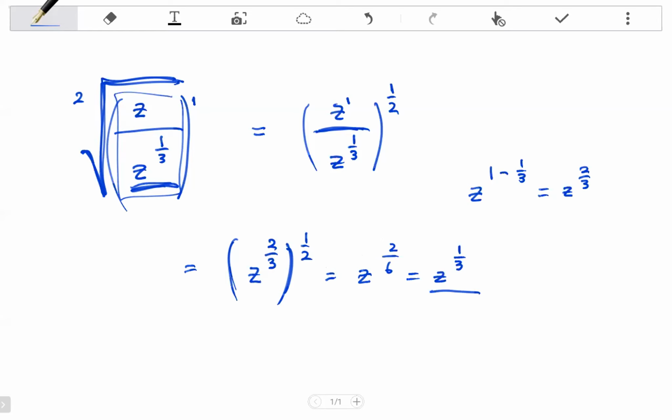Does that make sense? Did anybody get lost anywhere? Wow, so nobody got lost. Nice.